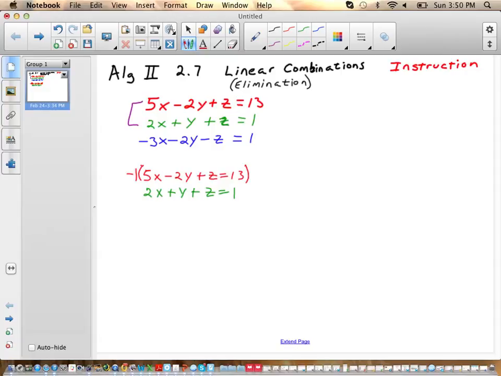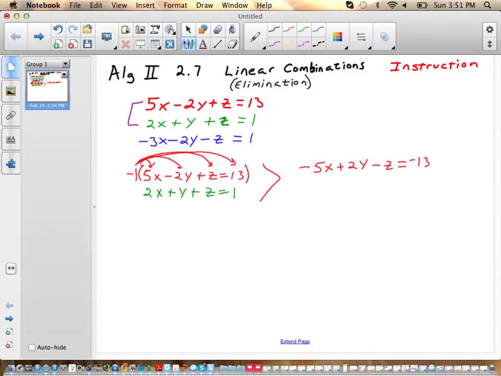So I'm going to rewrite this equation over here. Negative 5x, because negative 1 times 5x gives me negative 5x. Then negative 1 times negative 2y makes that plus 2y. Negative 1 times z gives me a negative z, because that z is positive. And I also have to come all the way down here and take negative 1 times 13, so that's going to equal negative 13.